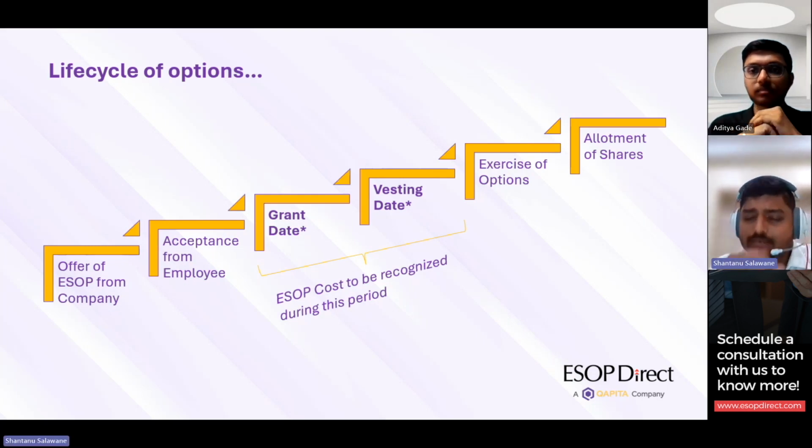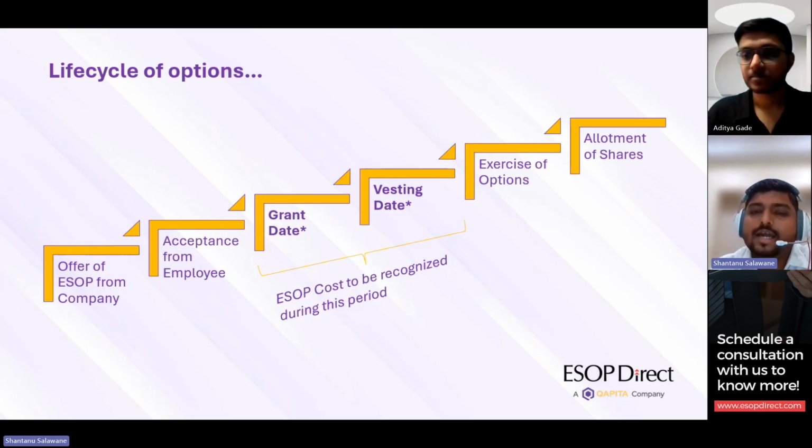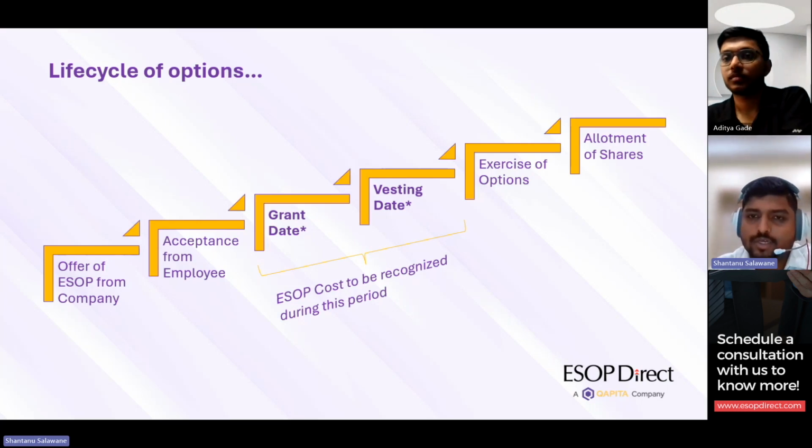So my exercise of options also becomes very critical. So these 3 points, my determination of my grant date, setting up my vesting schedule, and also defining my exercise term, are very important before grant to plan your ESOP cost amortization.